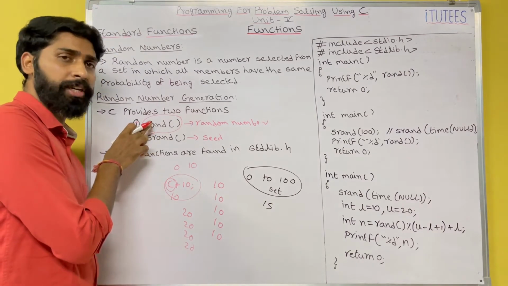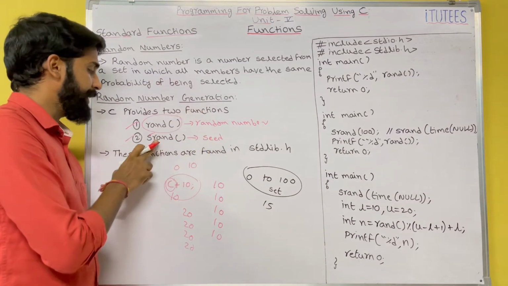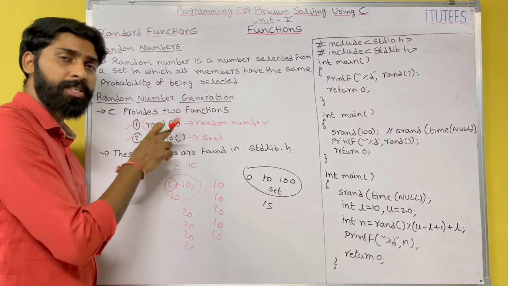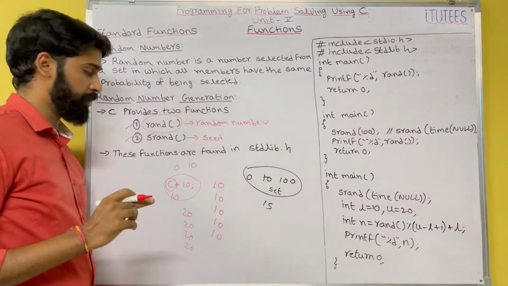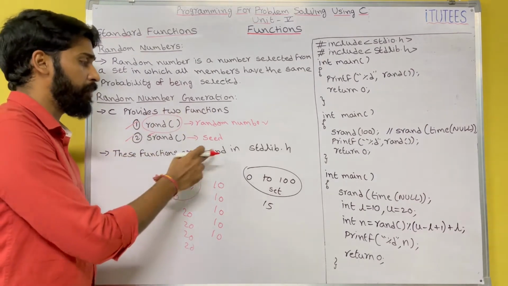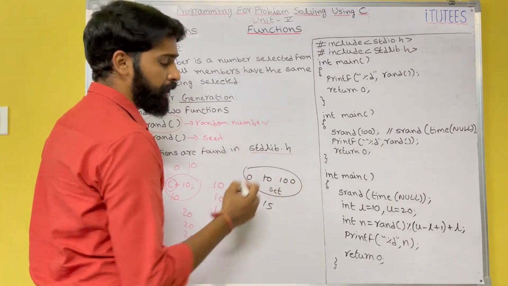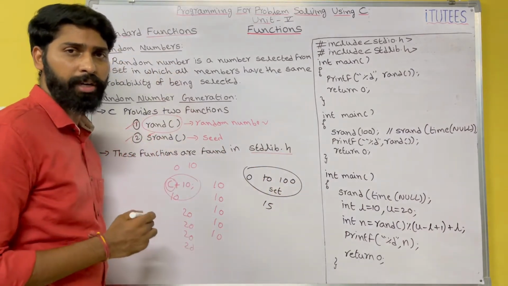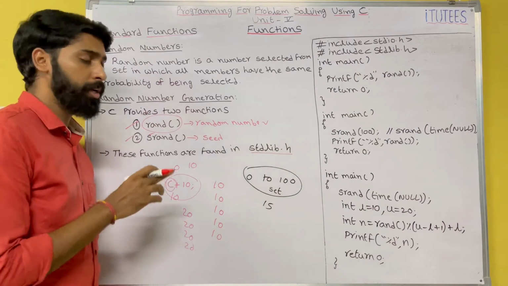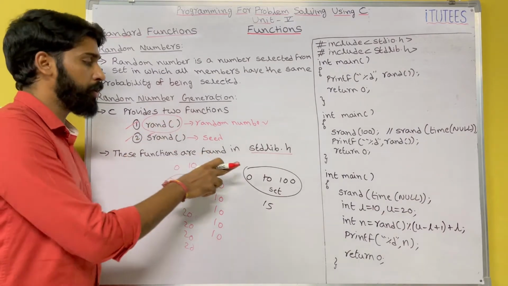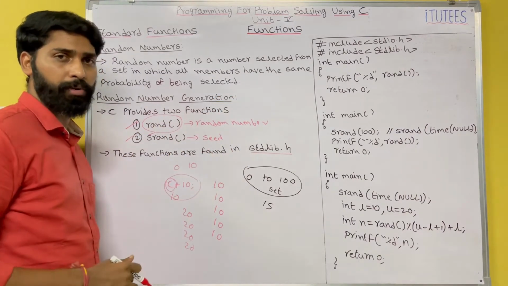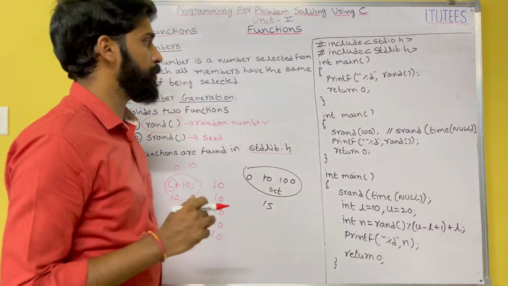The rand function returns a random number. The srand function sets the seed for the rand function. These functions are found in the standard library header, stdlib.h. Whenever you want to use these two functions, you include this header file in your program. Now we are going to see the program.